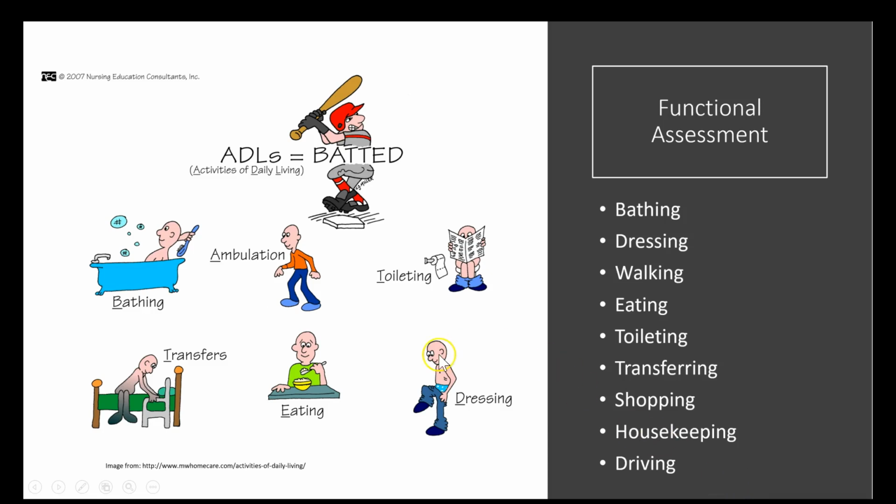So we have our ADLs, or our activities of daily living. We want to know ambulation or bathing, ambulation, toileting, transfers, eating, and dressing. These are all things that they should be able to do on their own. These are the 6 ADLs. Okay. Our IADLs, or independent activities of daily living, are shopping, housekeeping, and driving. These are basically things that they need to do to be able to live on their own.